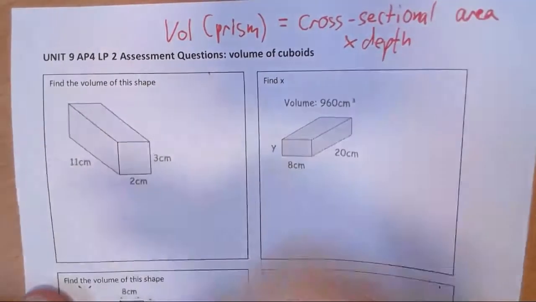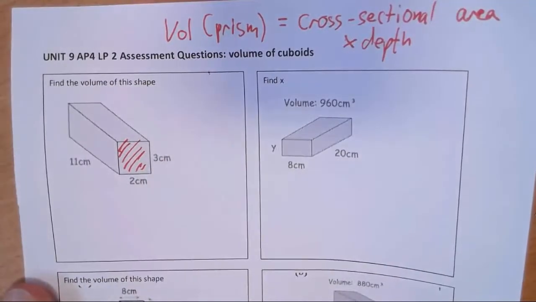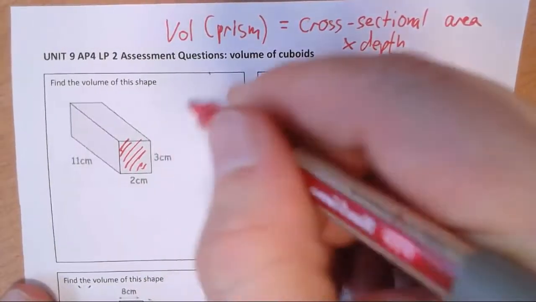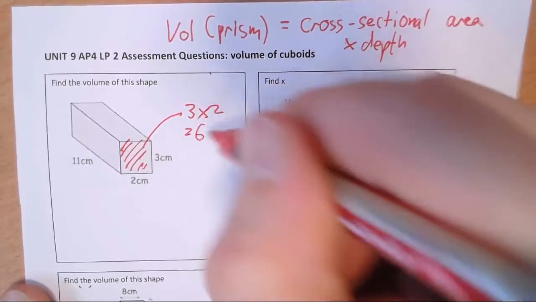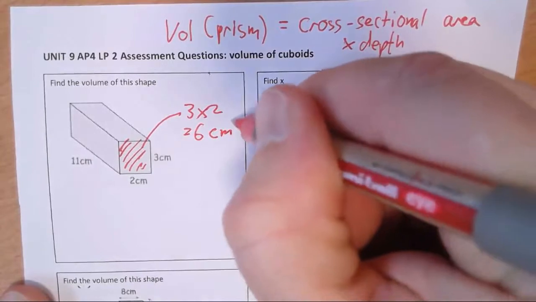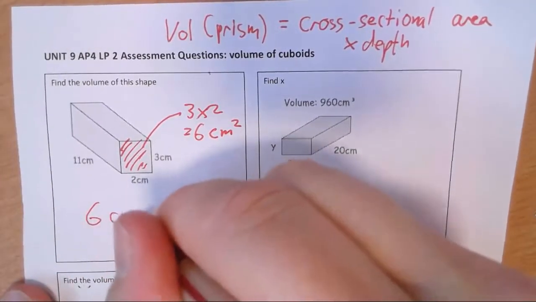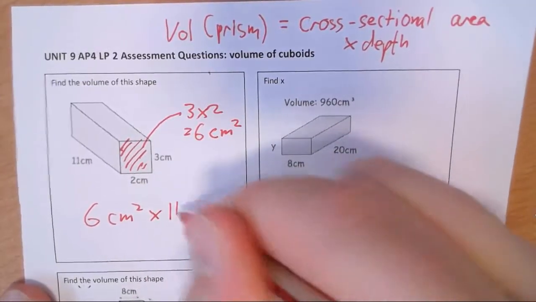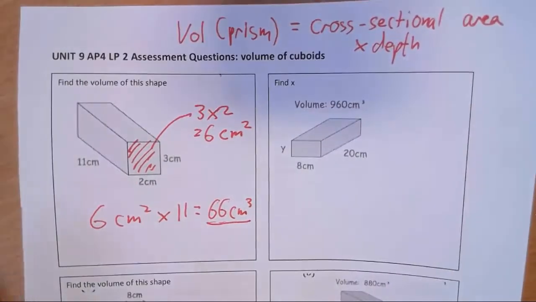Okay, so identify what the cross-section is. This is the cross-section here. What's the area of this cross-section? 3 times 2, which is 6 centimeters squared. And then I'm going to times it by the depth. So 6 centimeters squared times by 11 equals 66 centimeters cubed.